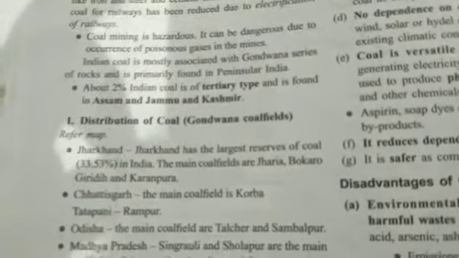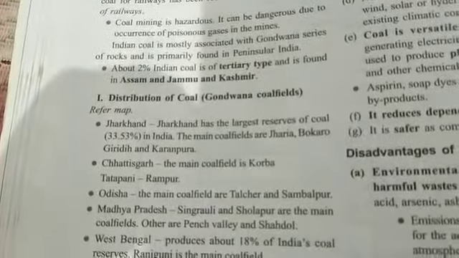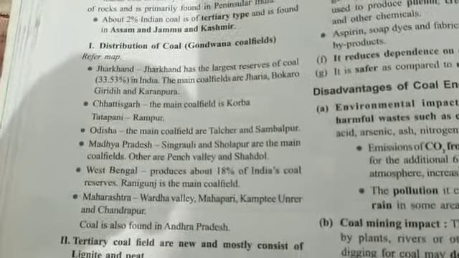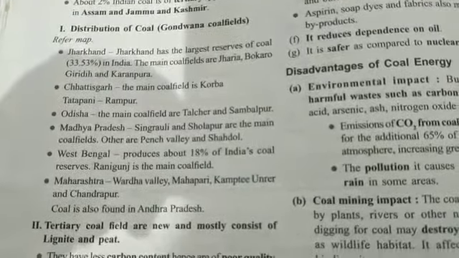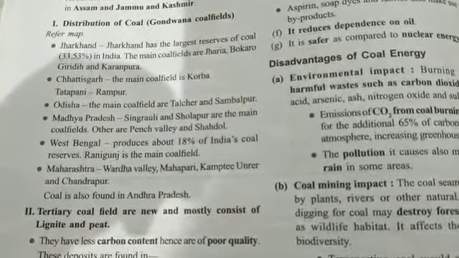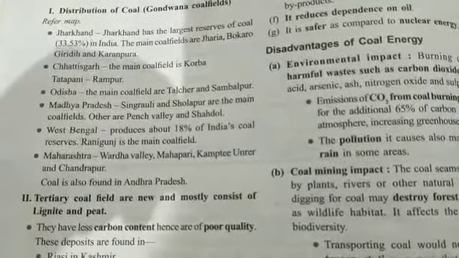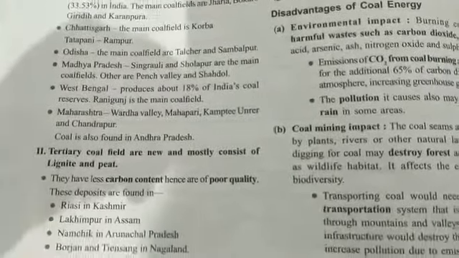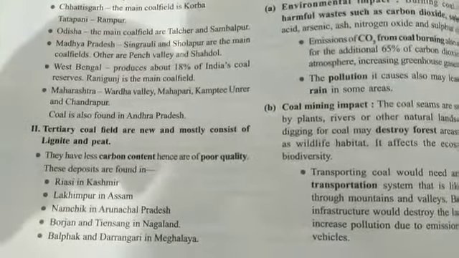The main coal fields are Jharia, Bokaro, Giridih and Karanpura. And the other places are also given here. In West Bengal, Raniganj is the main and old coal field. Tertiary coal fields mostly consist of lignite and peat. They have less carbon content, hence are of poor quality. These deposits are found in Raisen, Kashmir, Lakhimpur, Arunachal Pradesh, etc. Now, there are various advantages and disadvantages of coal.